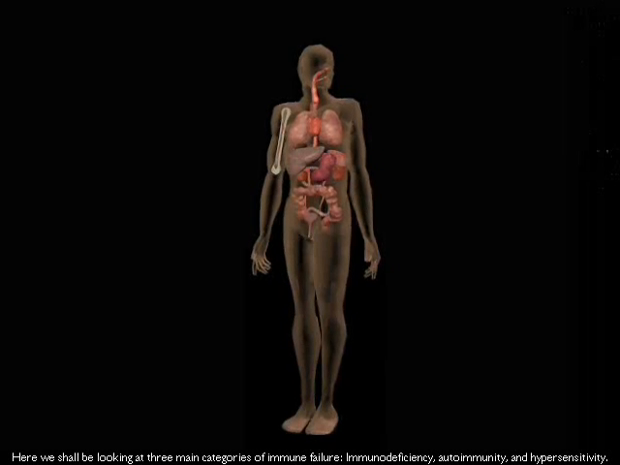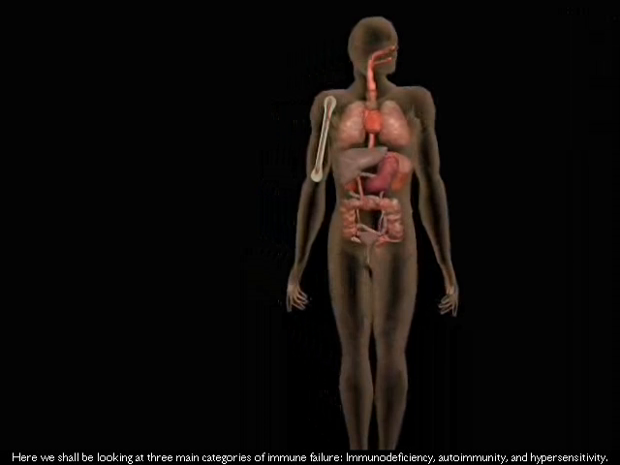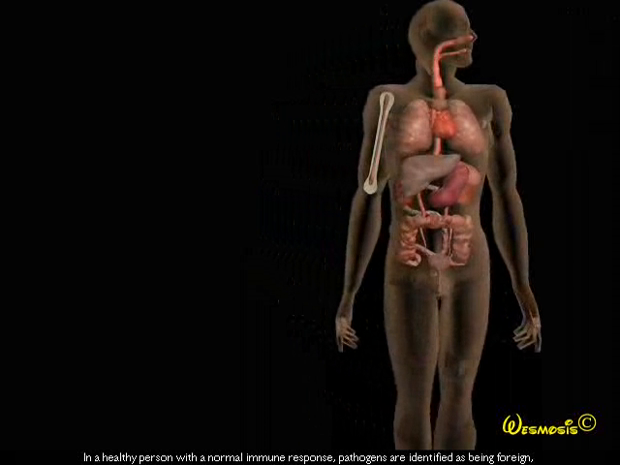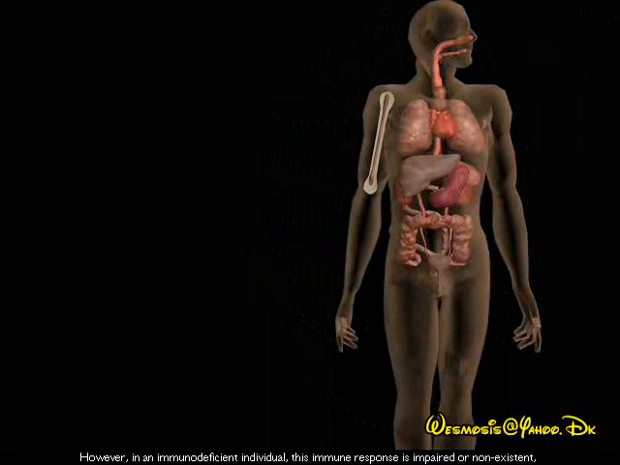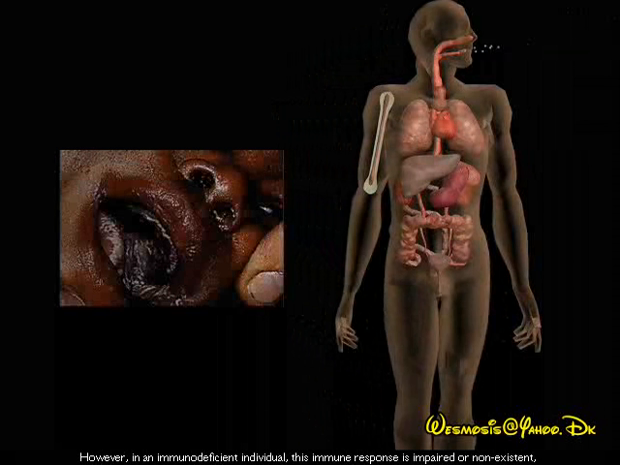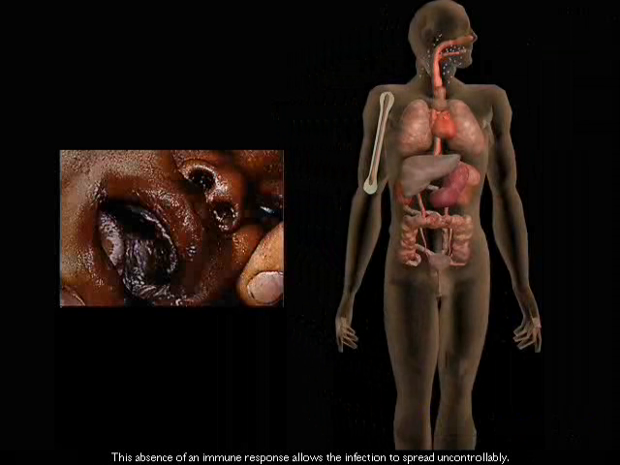Here we shall be looking at three main categories of immune failure: immunodeficiency, autoimmunity, and hypersensitivity. In a healthy person with a normal immune response, pathogens are identified as being foreign and are destroyed by appropriate immune effector mechanisms. However, in an immunodeficient individual, this immune response is impaired or non-existent, making them prey to opportunistic infections such as candidiasis of the mouth.